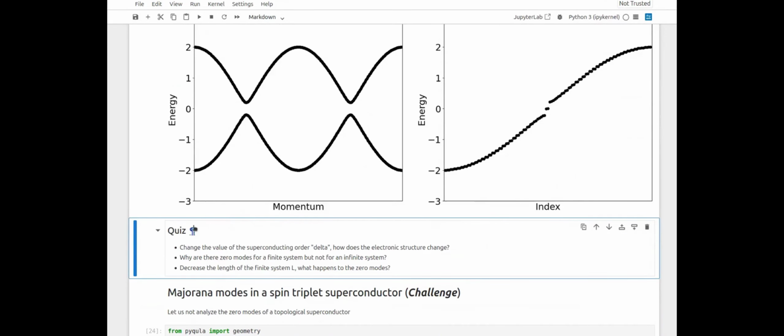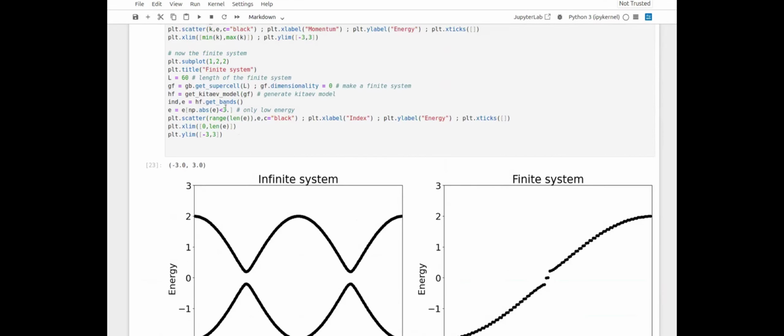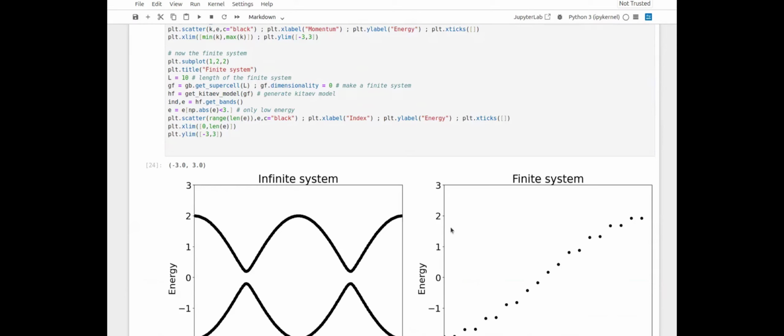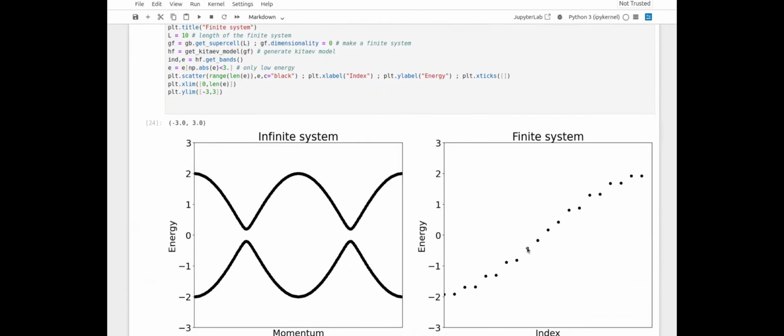So these modes that you see here at zero appear because your system is topological and it's finite. And then the next question is to decrease the length of the finite system and see what happens to the zero modes. The idea is that the zero modes will appear at zero energy if the system is large enough. But if your system is not large enough, you don't get a clear zero mode. The reason for this is that the modes at the two edges hybridize. Only when the system is large enough do you get a zero mode that is robust and appears exactly at zero energy. But if your system is small, then the two modes that appear on the edges are going to hybridize and will appear at finite energy.